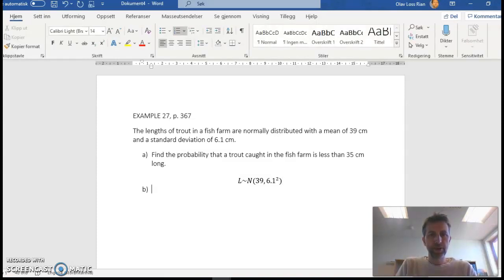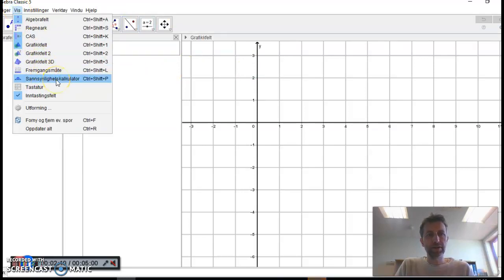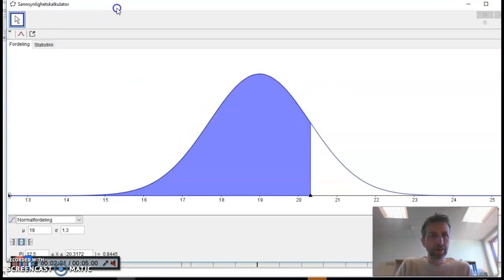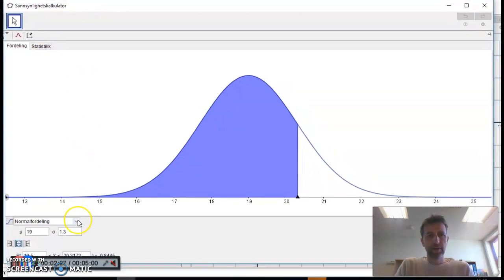So if we wanted to model this in GeoGebra, we can use the probability calculator tool. We can just move the window a little bit. We can ask the program here to set up a normal distribution with the parameters 39 and standard deviation 6.1. And this is what the curve would look like then.